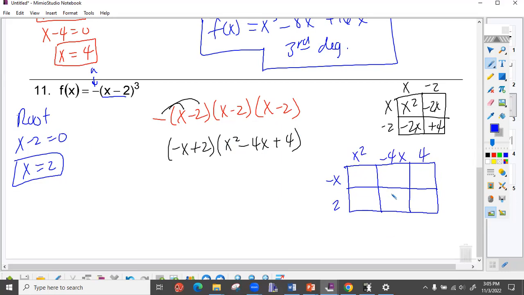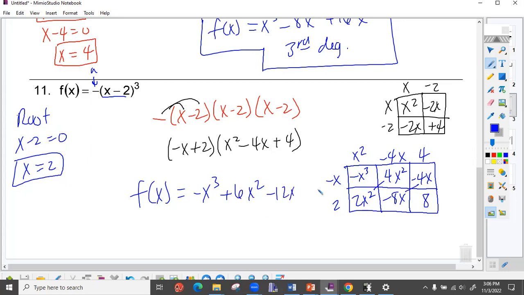Either way, now you're going to multiply negative x times x squared is negative x cubed. Negative x times negative 4x is positive 4x squared. Negative x times 4 is negative 4x. 2 times x squared is 2x squared. 2 times negative 4x is negative 8x. And 2 times 4 is 8. So then your function f of x equals negative x cubed plus 6x squared minus 12x plus 8.